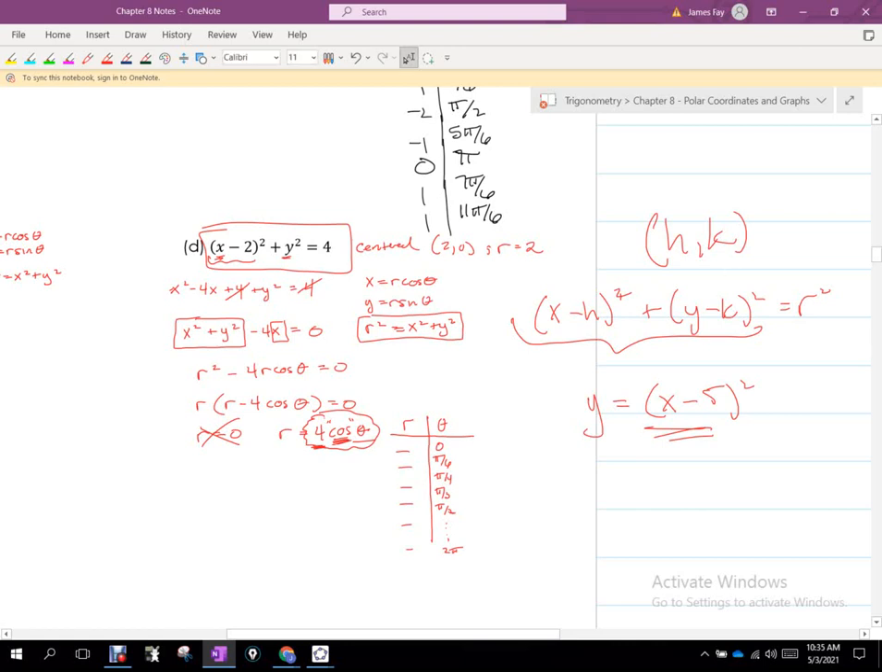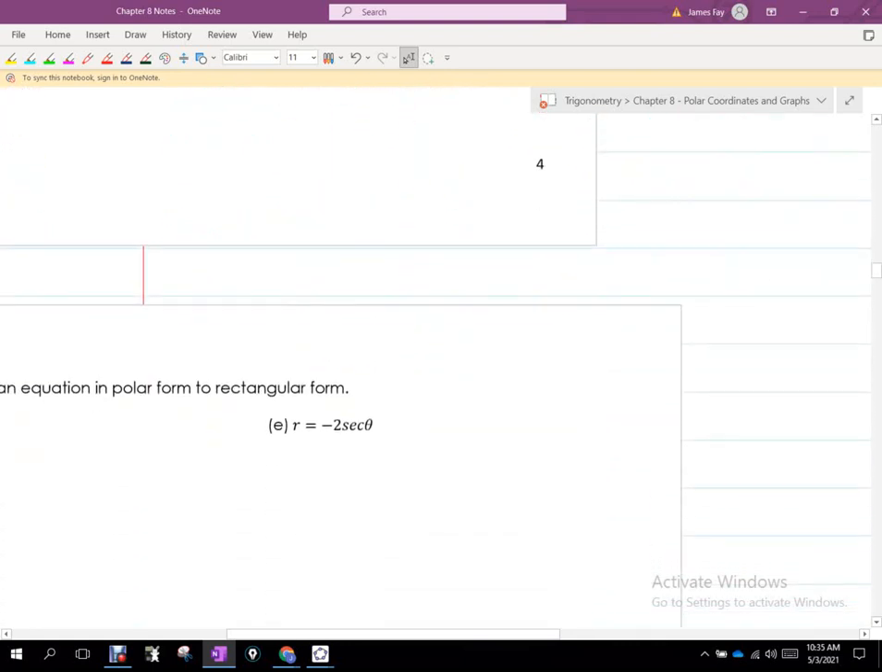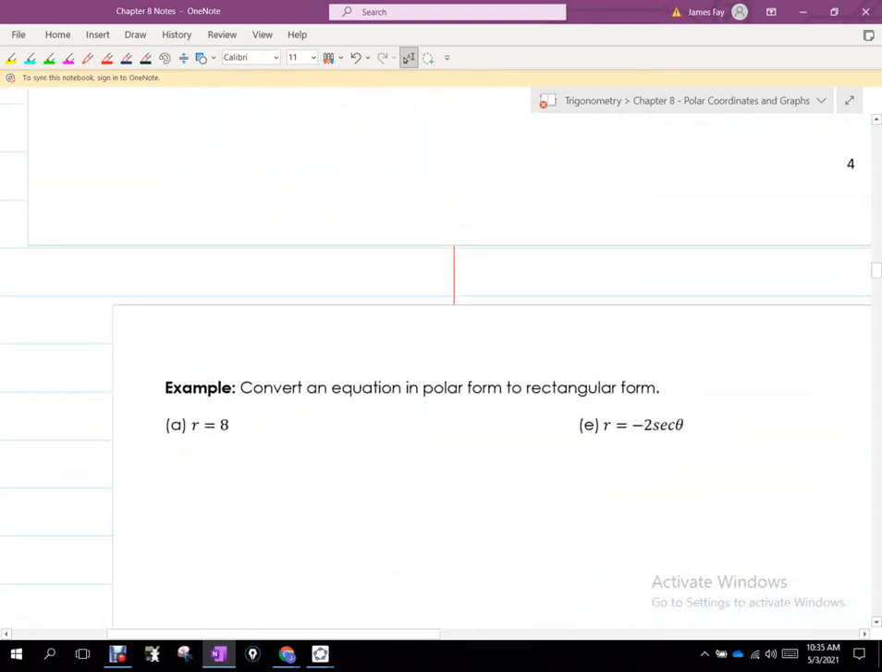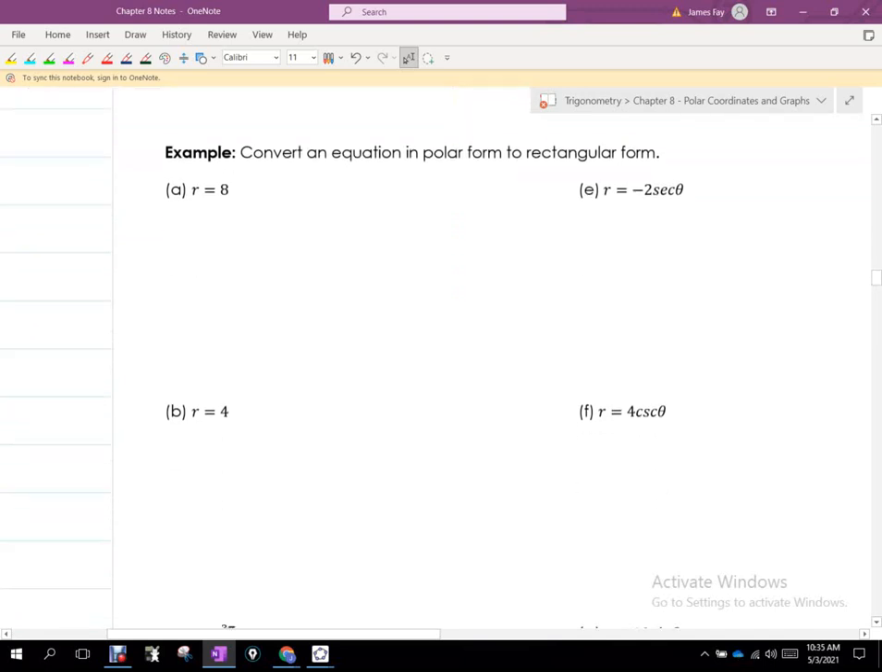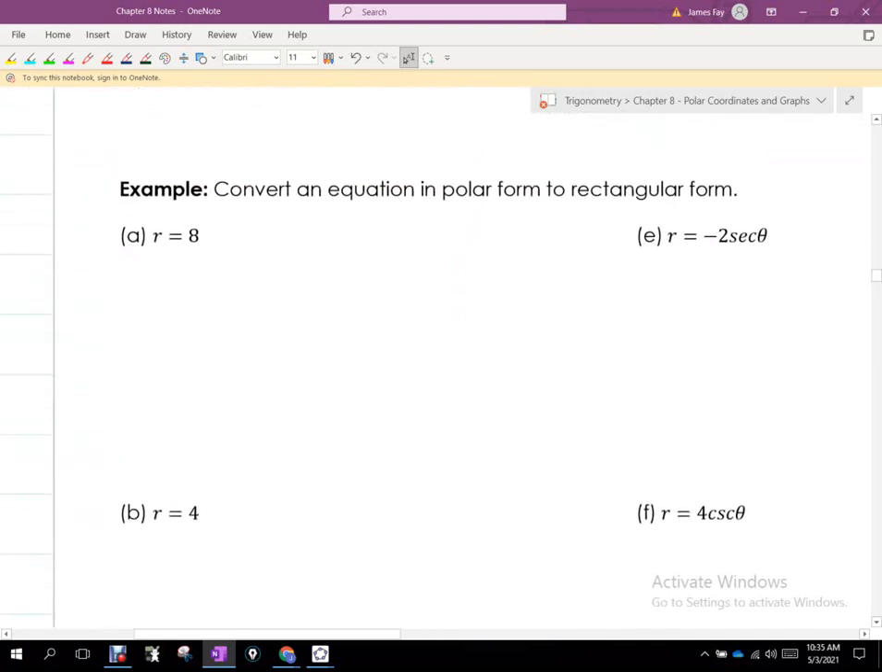Square root. In rectangular form, it's the square root. So down here, we're going to go in reverse order. Okay, and there's a handful of these that we're going to do. We're not going to do all. I think there's like 8 examples here. We'll maybe do 4 of them. And this first one's pretty easy. R equals 8. What am I telling you when R equals 8? What's R stand for? Radius. Radius is equal to 8.